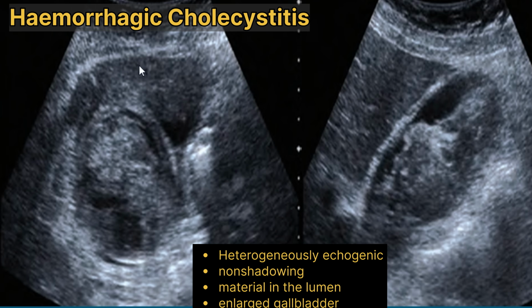Now this is a sonogram of hemorrhagic cholecystitis. This is the transverse and this is the longitudinal view of the gallbladder, and the gallbladder shows heterogeneous solid material, which is clotted blood filling most of the lumen of the gallbladder, and here pericholecystic fluid is also visualized. And in this longitudinal view the same findings are visible, with heterogeneous solid clotted blood filling most of the lumen of the gallbladder.